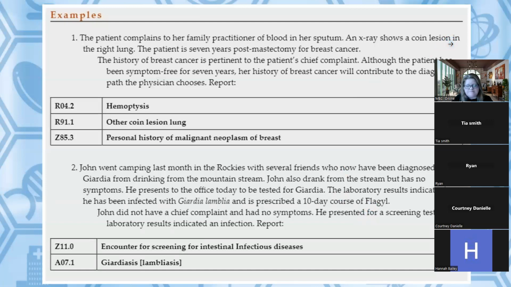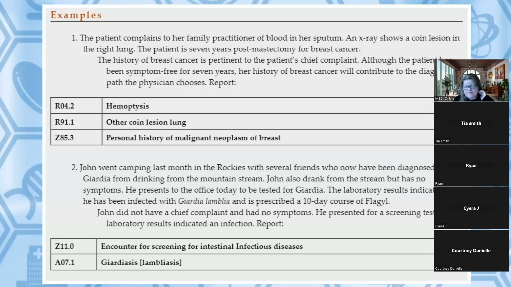Okay. So does that kind of help y'all with the Z codes a little bit? I know I had a lot of questions about Z codes. So does that clarify things a little bit more? Yes, no, maybe so. Helps.